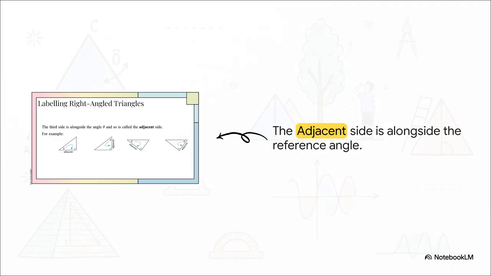And to finish up our visual map, we've got the third and final side. This one sits right smack alongside our reference angle theta. And, fittingly enough, the word for sitting next to something is adjacent. So there you go, hypotenuse, opposite, and adjacent. Honestly, that's it. Your visual map is locked in.